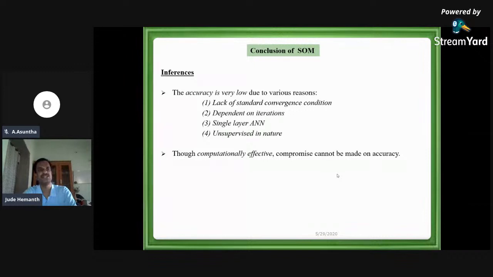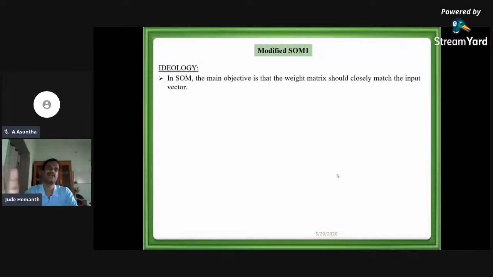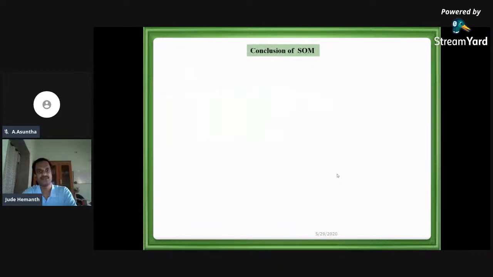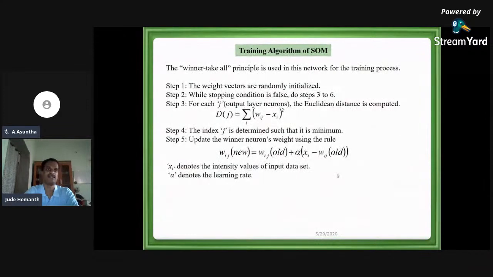So how can I change that? This is where creative thinking comes into the picture. You look at my previous algorithm. Yeah, this is our algorithm. And what is being done in step number 3? We are finding the distance, right? We are finding the distance for each neuron, and my expectation is the distance should always be minimum.